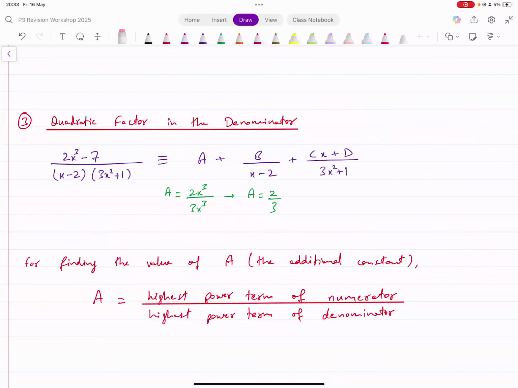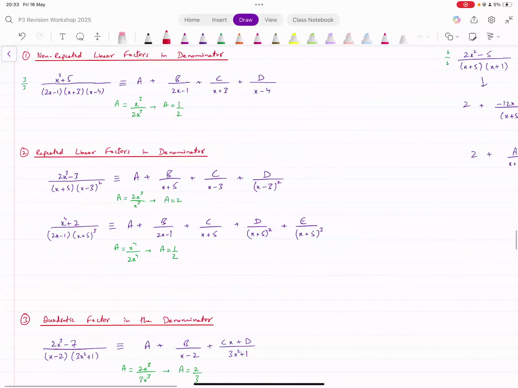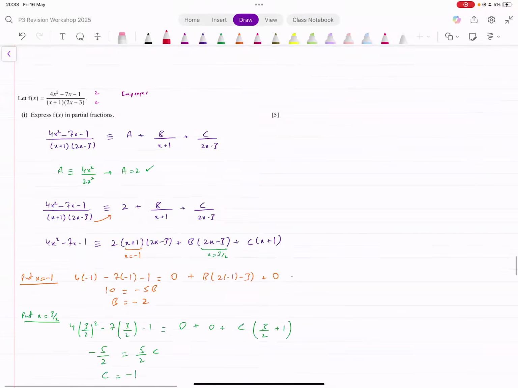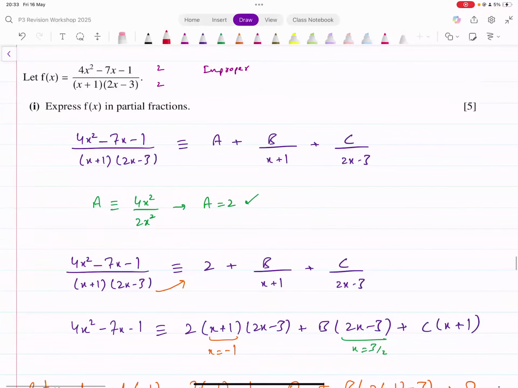Now, these are the forms that we have for improper fractions. The same as before, we just have an additional constant added to those earlier forms that we had for proper fractions. Now, how would we actually do this? This is an example of that. This is an improper fraction. This is the first thing that you always have to do.